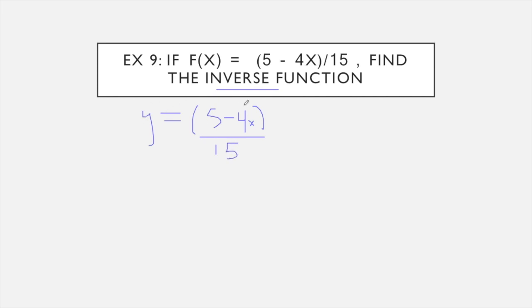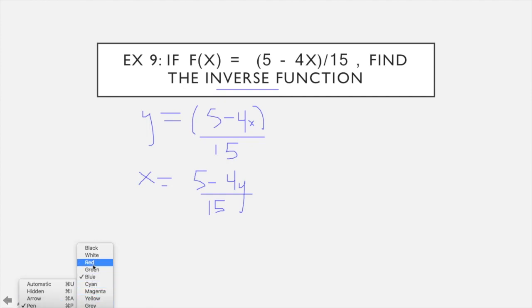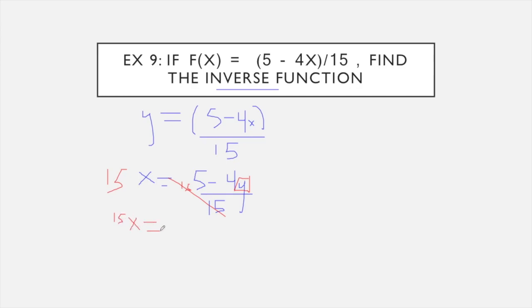Good. Now we want to find the inverse. So let's now change x and y. We'll switch those around. So if I do that, x equals, notice what's happening. We changed the x and the y. They're in different positions. Good. Now to find that inverse, we need to get this y value on the right all alone. Get this by itself. So to do that, we'll multiply both sides by 15 to start. So here, this will cancel out, and over here we'll get 15x. So 15x equals 5 minus 4y.